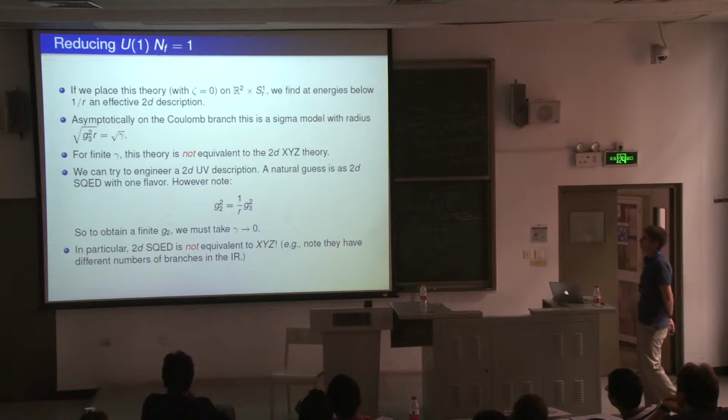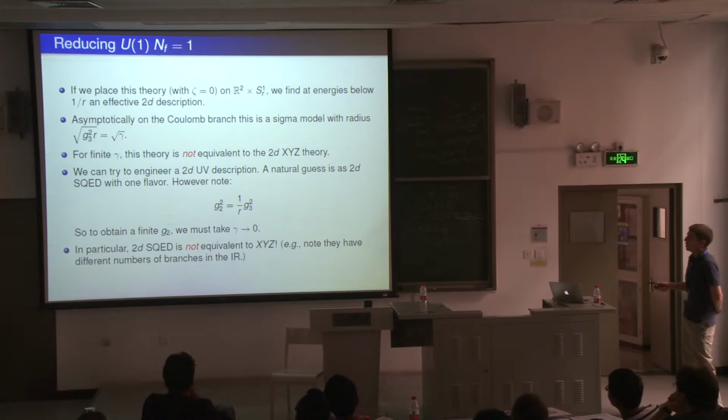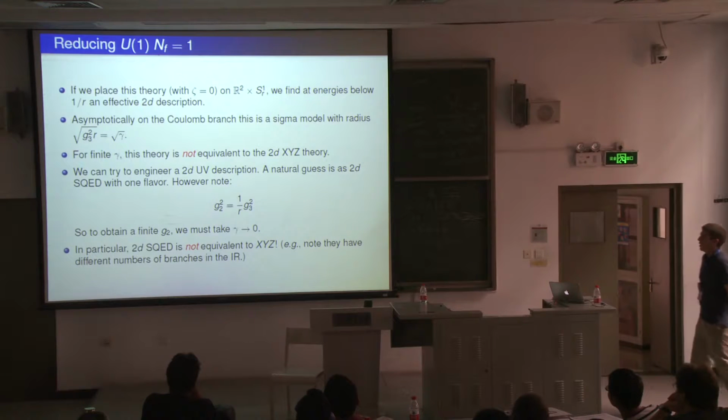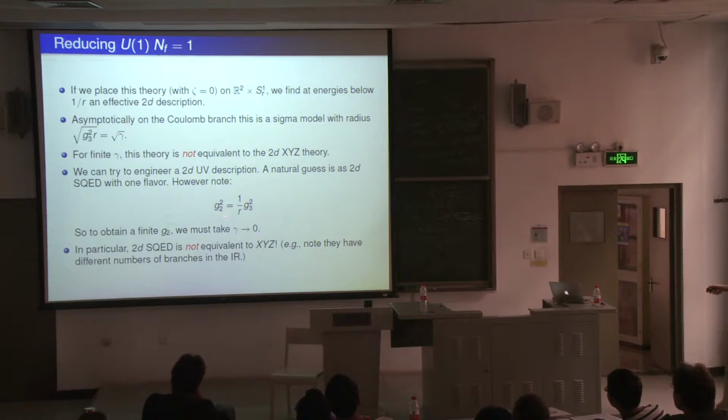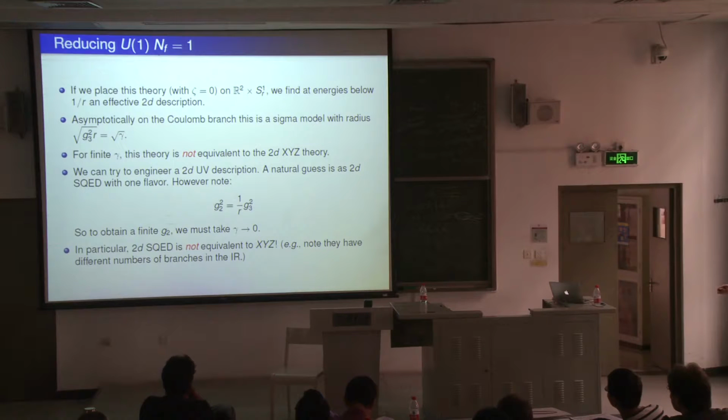So nevertheless, we can try to go further. We can try to find some useful 2D description of this theory. So the natural guess is to look at the 2D SQED with one flavor. But just by dimensional analysis, if you compare the gauge couplings, you can see that in order to get a finite 2D gauge coupling, we're forced to take gamma to 0, which is infinitely far from the limit which would give us a duality. So again, it seems like we have run into a problem.